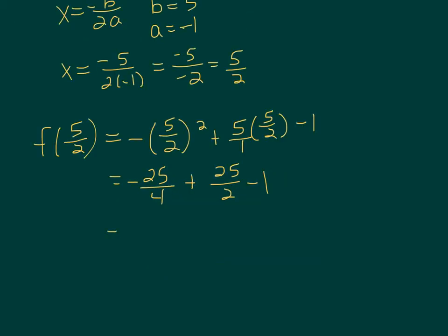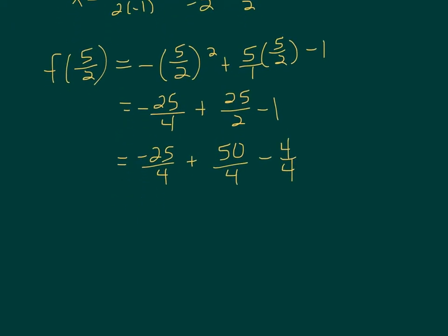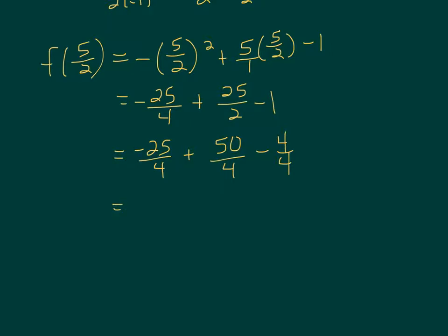Get a common denominator of 4, so negative 25 fourths is already like that, and then this would be 50 fourths, just times each by 2, and then minus 4 over 4, so that's just 1. And then negative 25 plus 50 is positive 25 fourths, minus 4 more fourths would be 21 fourths.